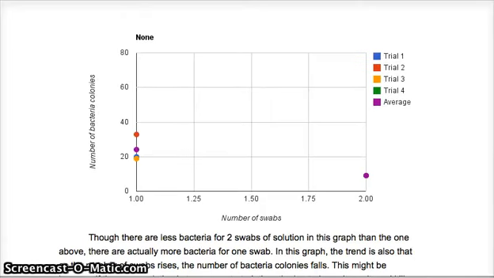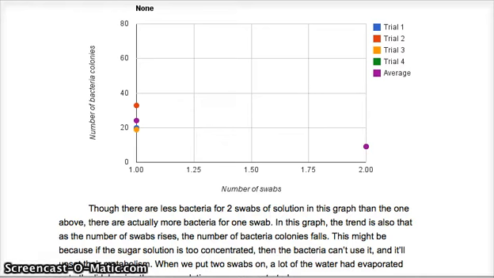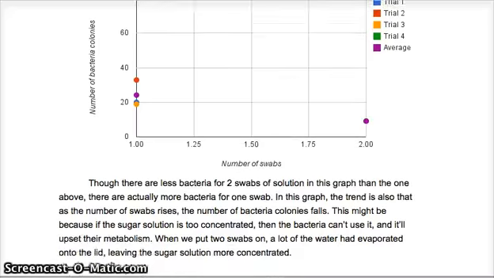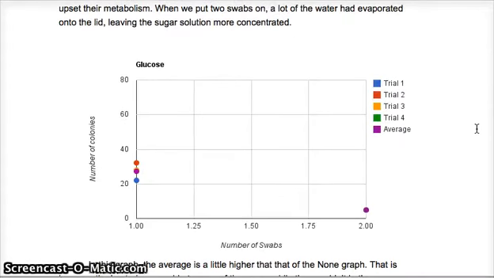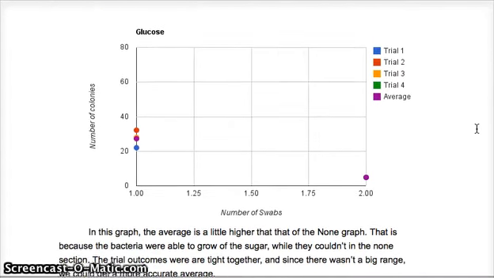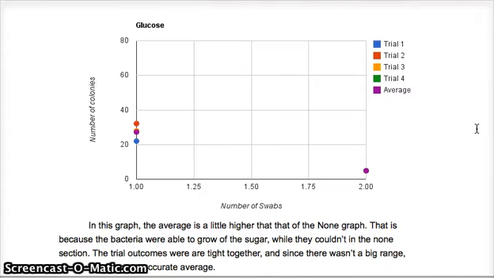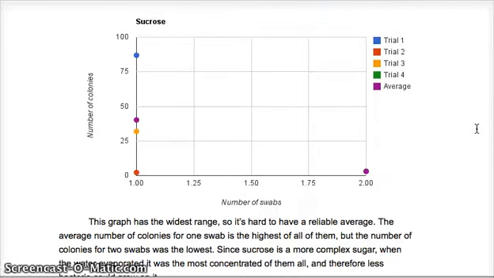And here's the none graph, where the highest was around 31 or 32. The trend is also, as the number of the swabs rises, the number of bacteria colonies falls. And here's the one for glucose. The highest was around 31 or 32 again. That is because the bacteria were able to grow off the sugar, while they couldn't find any in the none section.